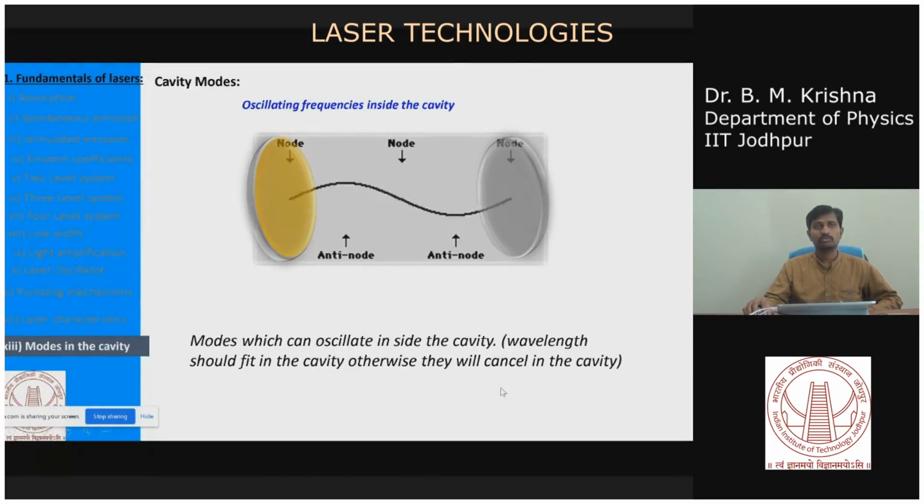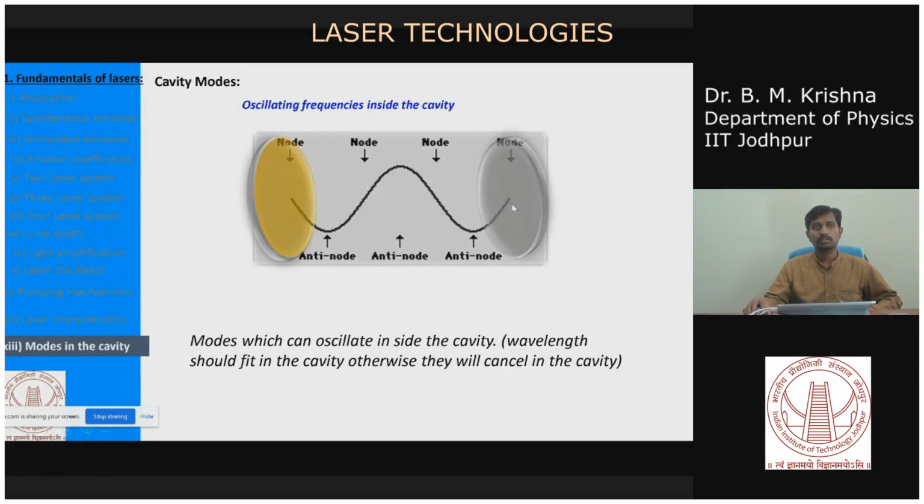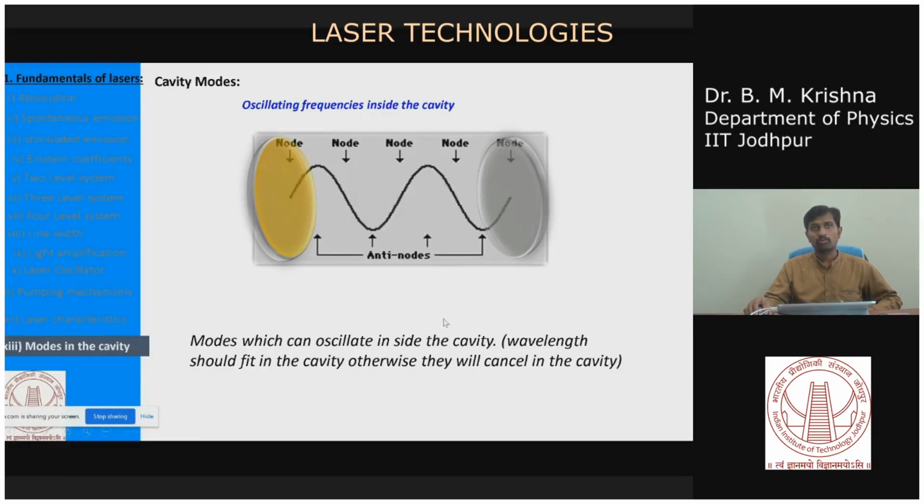Now, for example, this is one more different mode. As you see, as the modes change, the node formation should always be at the end mirror, and that gives you a standing wave formation. You can have different positions of nodes and antinodes, but always at the end mirrors you should have a node. Only those modes will oscillate in the cavity; others will be cancelled out because of destructive interference.